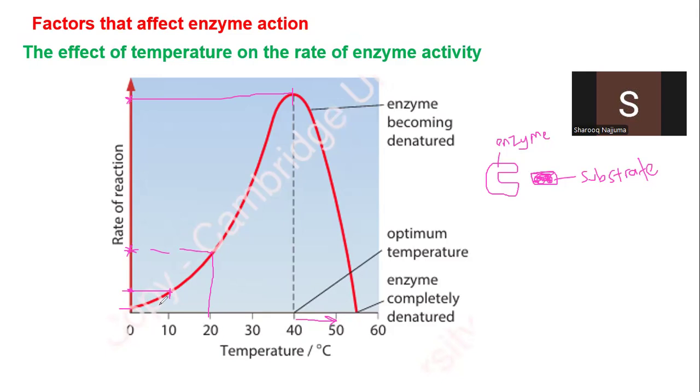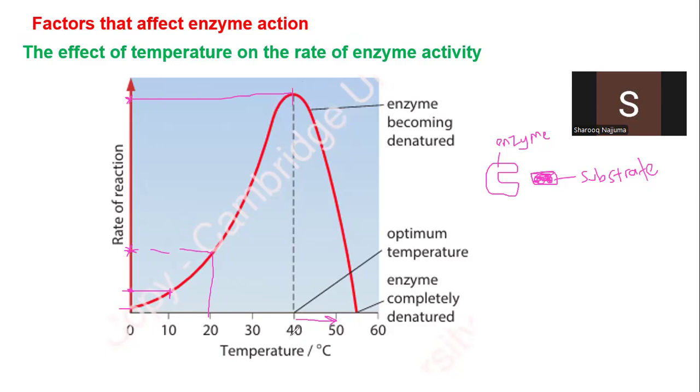As temperature increases, they gain more kinetic energy. They start moving about more rapidly. They collide. We are going to have more successful collisions, more frequent collisions, and more enzyme substrate complexes made. So when you have more enzyme substrate complexes made, that is how the reaction rate increases.